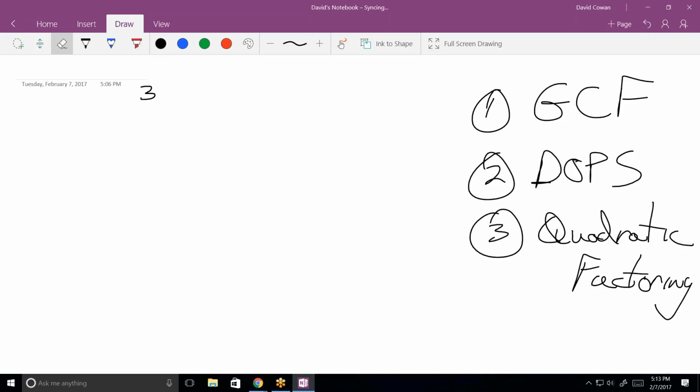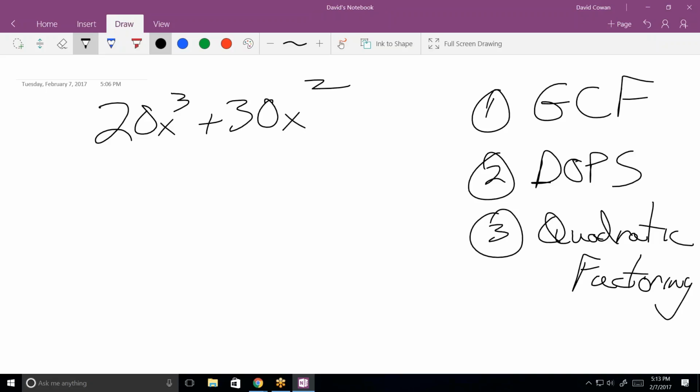Okay, what else? 20x cubed plus 30x squared. It's the biggest number that you can pull out. 10. And what's the biggest variable you can pull out? X squared. Good. It goes here. And then it would be 3 plus 2x.